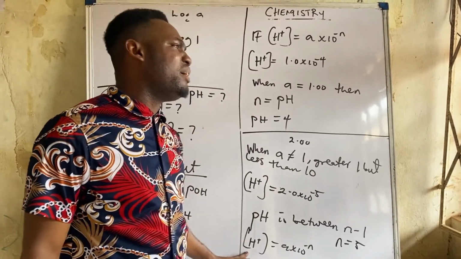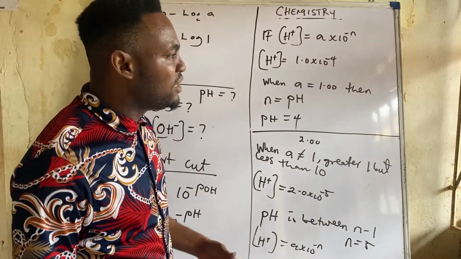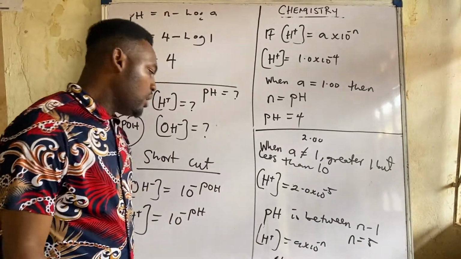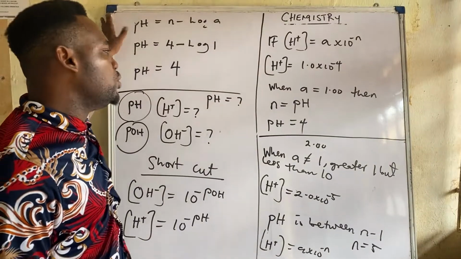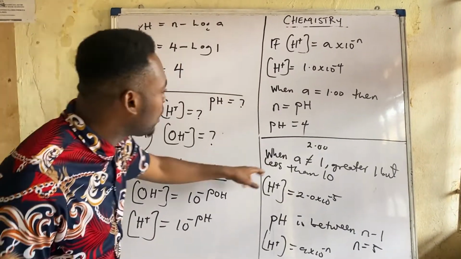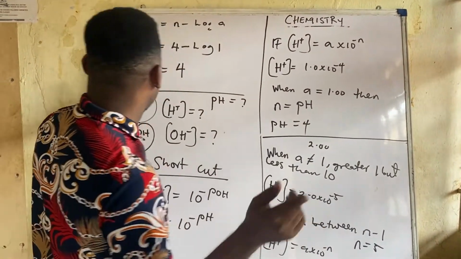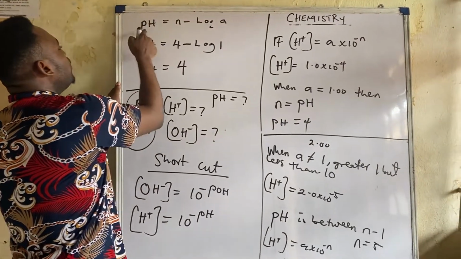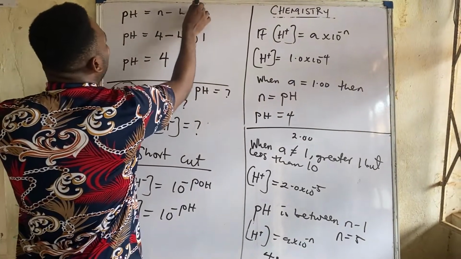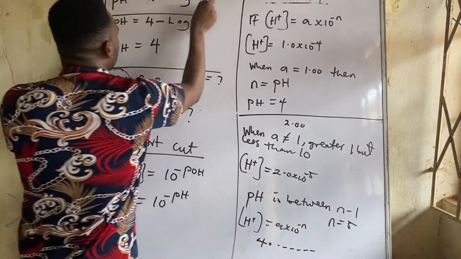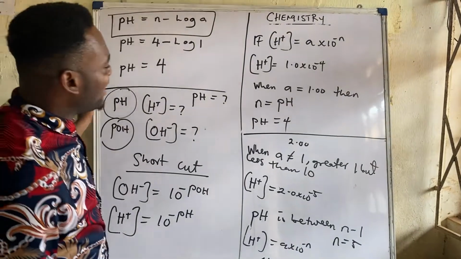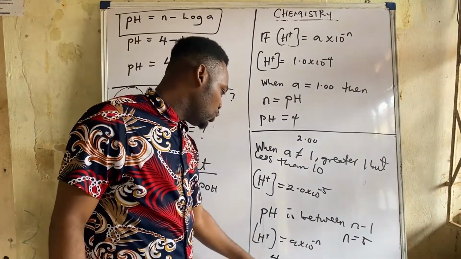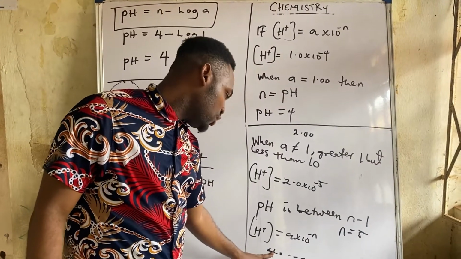So this is very, very important for those writing MCQ, that's multiple choice, objective questions. But for those writing theory, you may want to use the normal method. But if you still use the alternative method that I used earlier, which is pH is N minus log A, you will still be given your mark in theory questions. But for those writing objective questions that don't require showing their work, you can use this shortcut to know what your answer will be before solving.